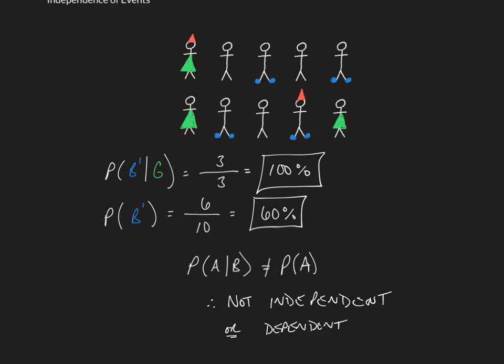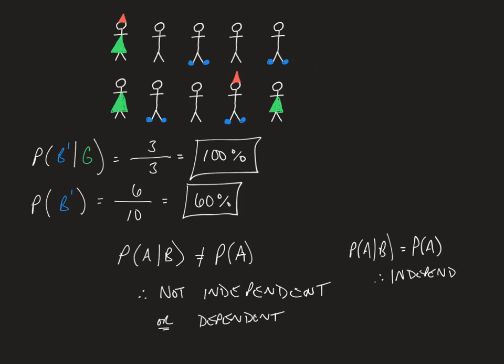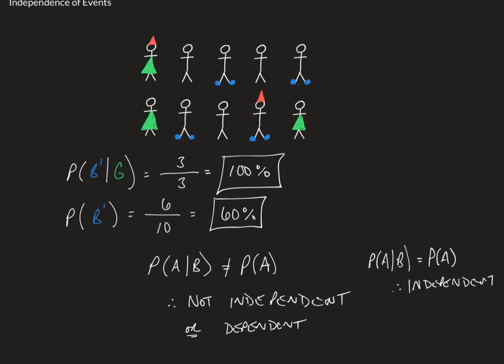So the other way around is if it turned out that the probability of A given B was equal to the probability of A, then I would say these are independent events. And I'd be able to say that green dress has no effect on no shoes. These two things don't have anything to do with each other.